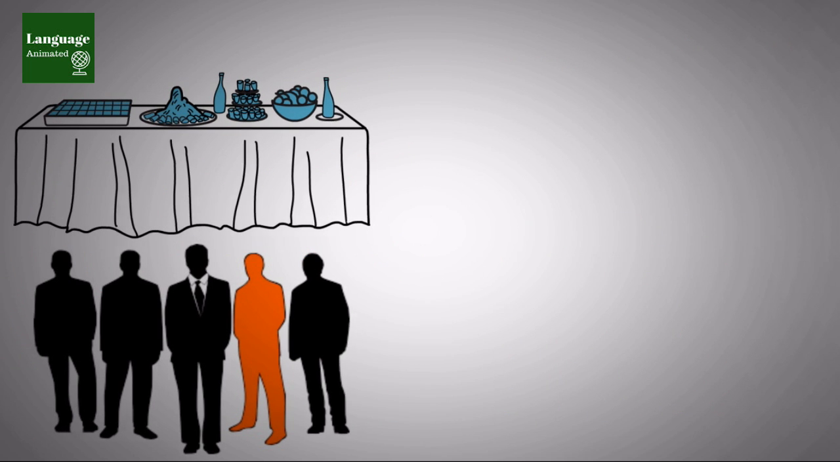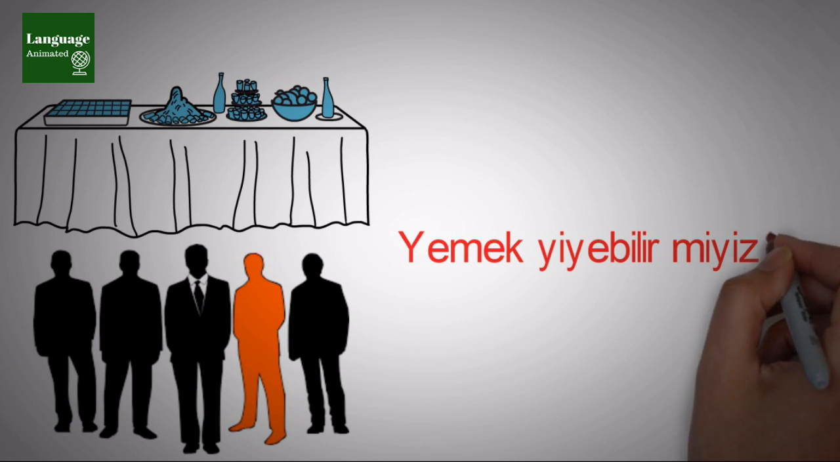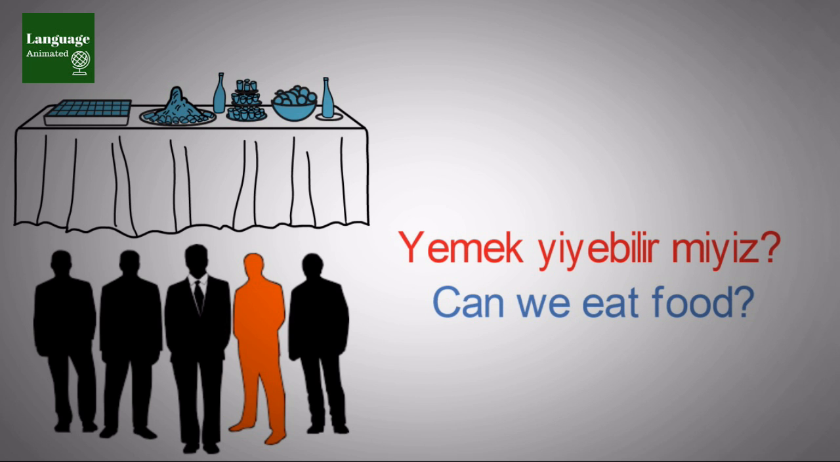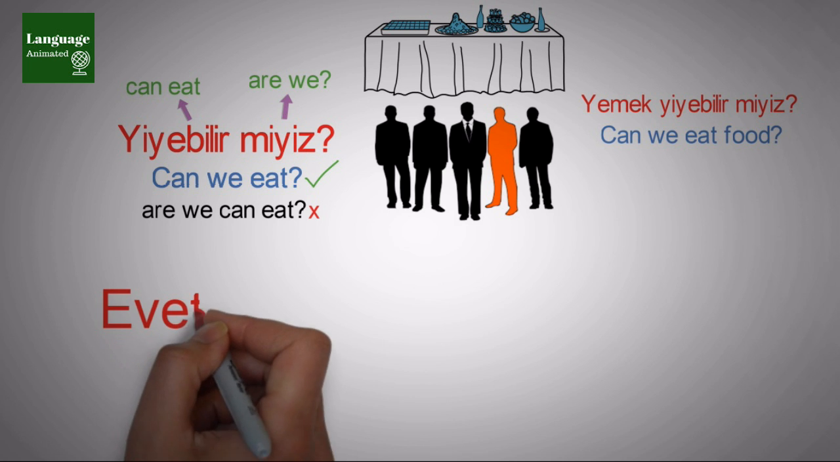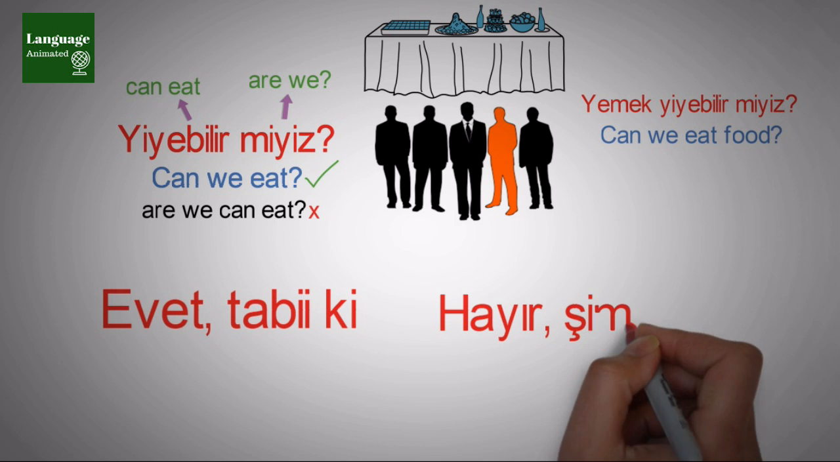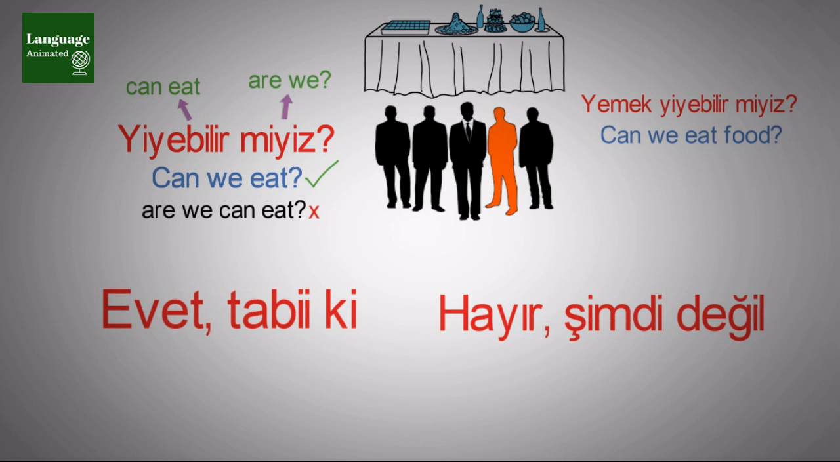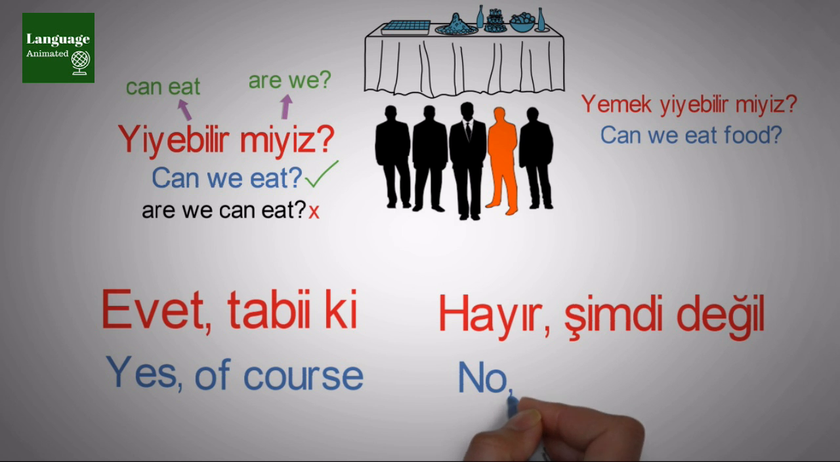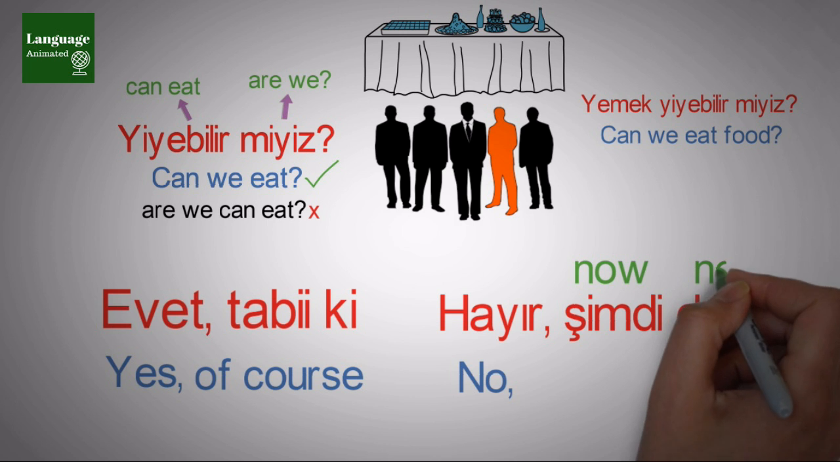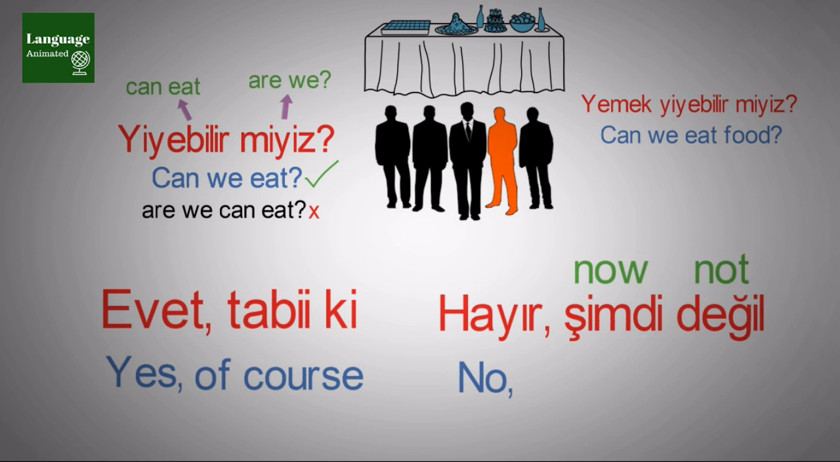And also you can say yemek yiyebilir miyiz? It means can we eat food? So the answer can be evet, tabii ki, or hayır, şimdi değil. So evet means yes, tabii ki means of course, hayır means no, and şimdi means now. Değil means not. Şimdi değil means not now.